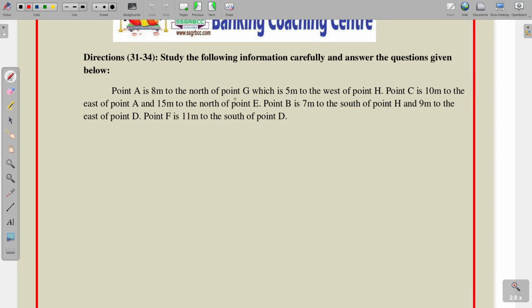A is 8 meters to the north of G, which is 5 meters to the west of H. So first of all, A is 8 meters to the north of G. So from G, A is 8 meters, and G is 5 meters to the west of H. Next, C is 10 meters to the east of A, and 15 meters to the north of E.